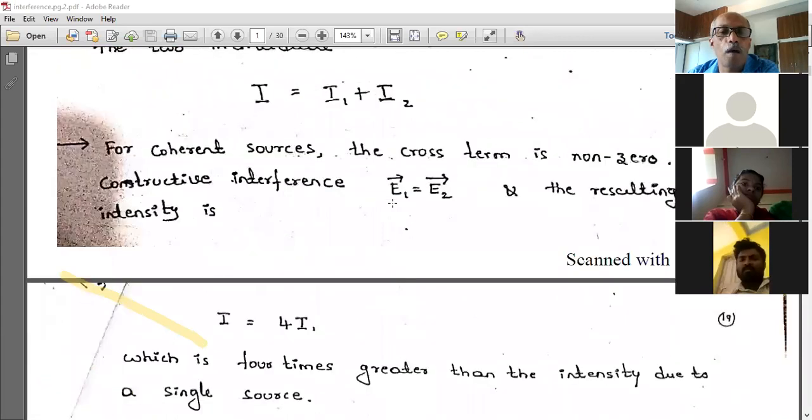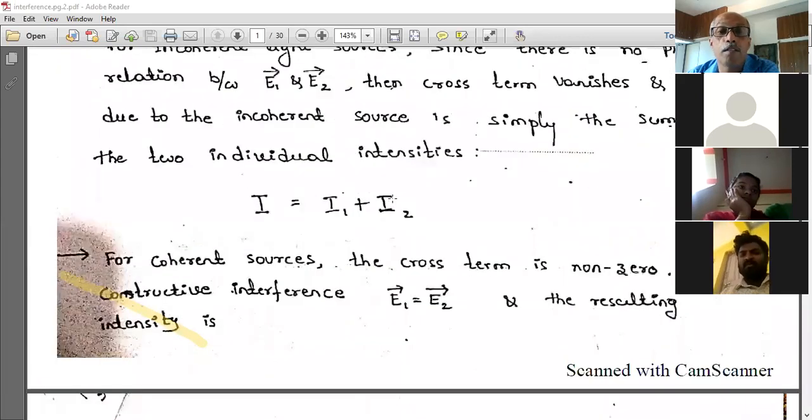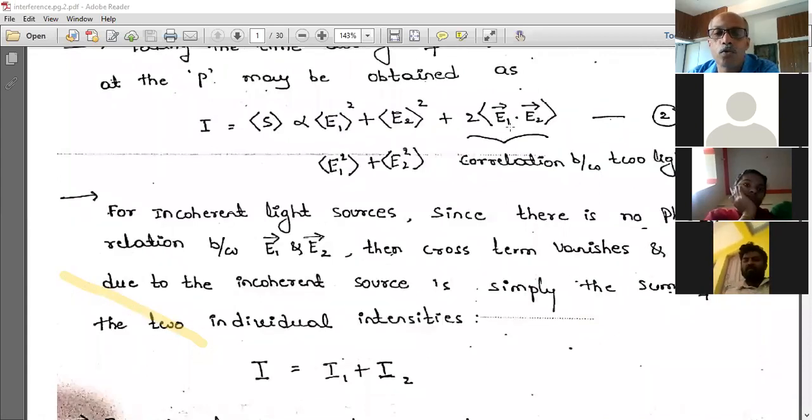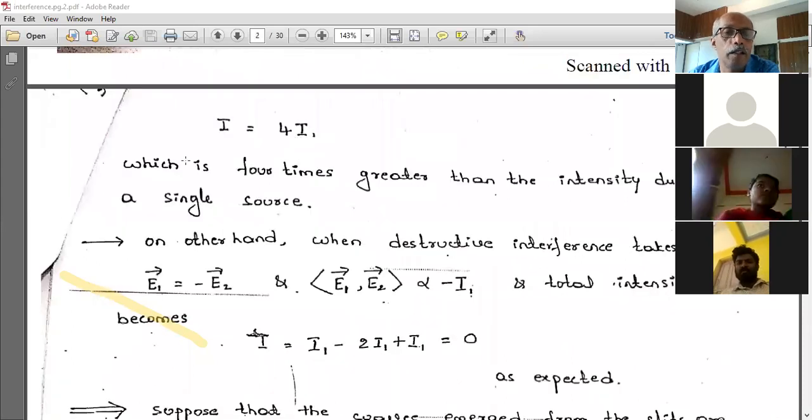I is 4 times the intensity, sorry, not 4 I1 square, it is 4 I1. Since I is proportional to E square, E1 square plus E1 square plus 2 E1 square becomes 4 E1 square, which becomes 4 I1. Therefore, I is equal to 4 I1. Hence, the intensity at point P, if it is constructive, will be 4 times greater than the intensity due to an individual source.